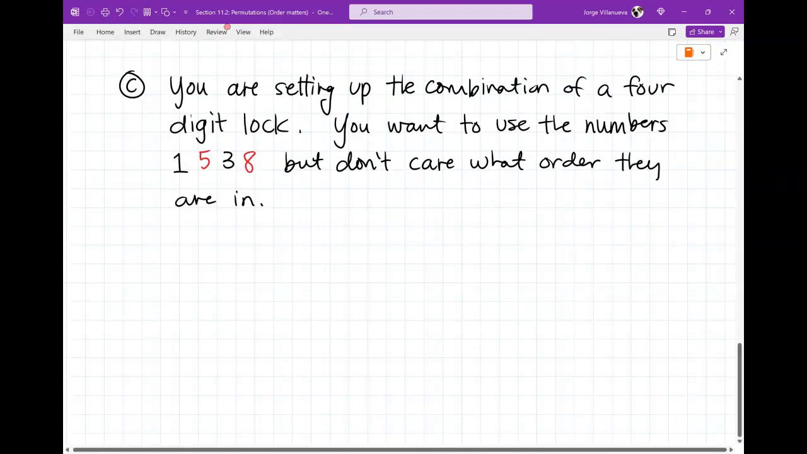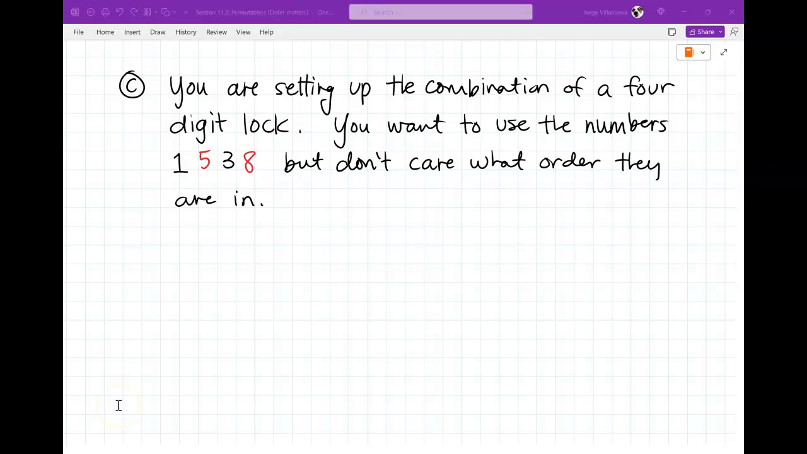Anyway, this is the last one right here. So I'm going to pause it so you guys can write it. This is the last problem. All right, so last question here. You are setting up the combination of a 4-digit lock. So it has 4 numbers, okay? Obviously, these locks normally have numbers from 0 to 9 usually, right? The ones you roll, or you can type in. It says you want to use the numbers 1, 5, 3, and 8. Okay? But you don't care what order they are in. But I want to use 1, 5, 3, and 8. So how many different ways can I do that?